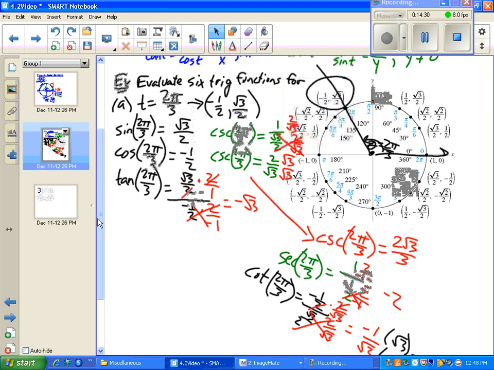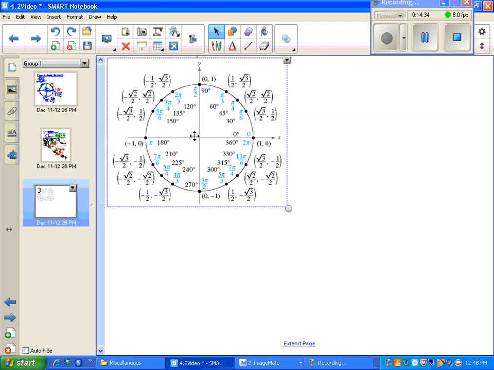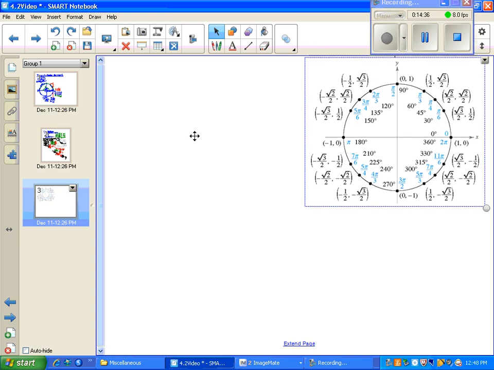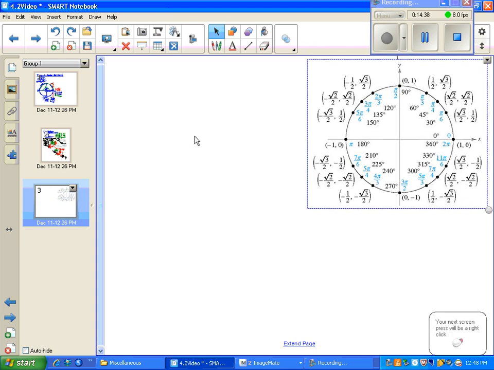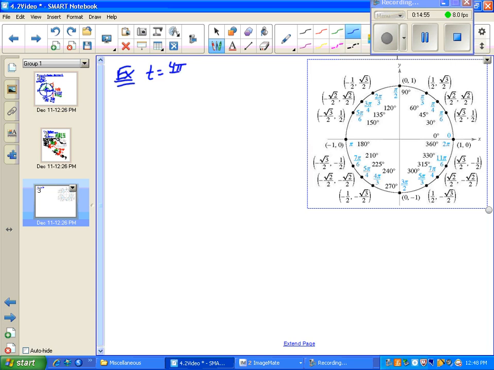Let's do some more here. I'll leave myself a little more room on this one. Let me move this over here. Okay. Alright, so let's go. Let's again evaluate all the 6 trig functions. Let's do it for t being 4 pi thirds this time. So the sine of 4 pi thirds.